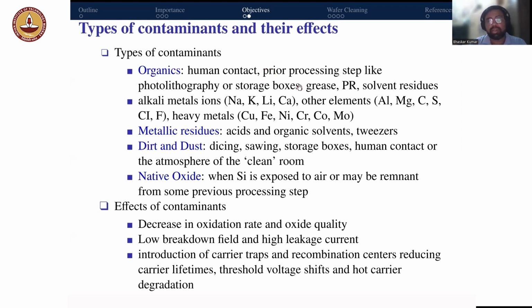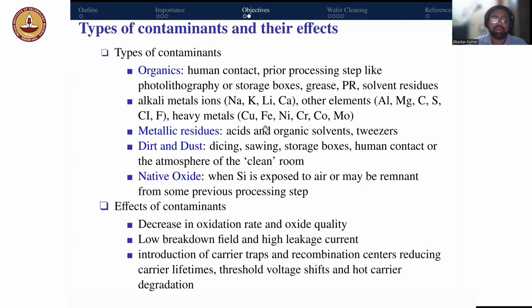Molecular compounds are mostly particles or films or condensed organic vapors from lubricants, grease, photoresist or solvent residues, and they can also come from prior processing steps like photolithography or from human contact. These organic compounds can also come from DI water, from fingerprints, or even from the plastic storage boxes that we use for storing the samples.